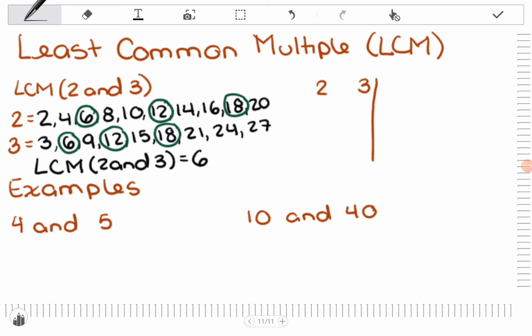This one is the method for you to understand. But we're going to do the method using prime factorization. Why? Because sometimes when the numbers are small like these ones, it's easy to do the list.